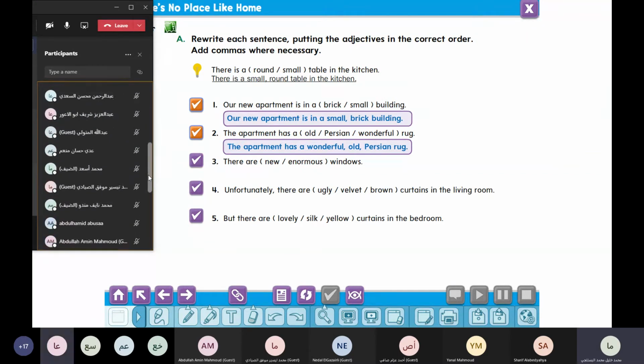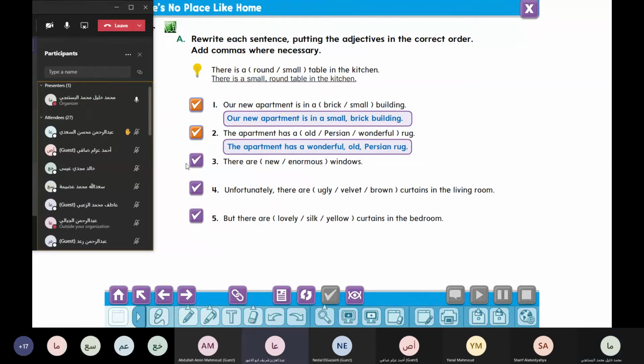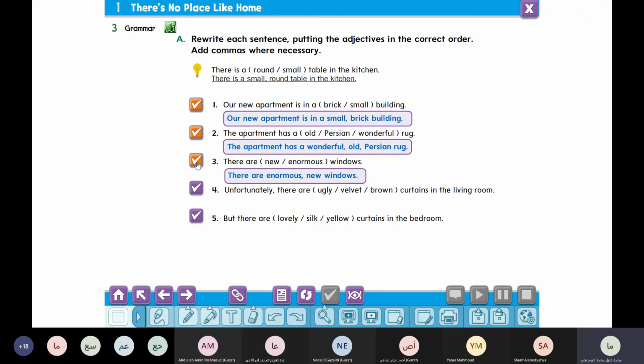Who can try? Can I try? Yes, sir. Please. There are new enormous windows. Are you sure? Enormous represents what? Shape. New represents age. So shape and size come before the age. So it will be the opposite. There are enormous new windows. Good. Who can try? Next.